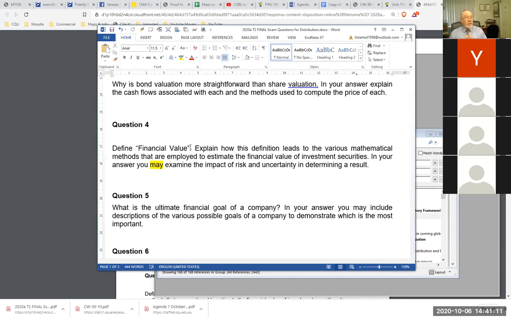In this question, I'm allowed to give my evaluation of the impact of risk and uncertainty in determining the result. Fantastic. And so that student will really take that opportunity. It's up to you guys. To a certain extent, you guys can decide the mark you want.